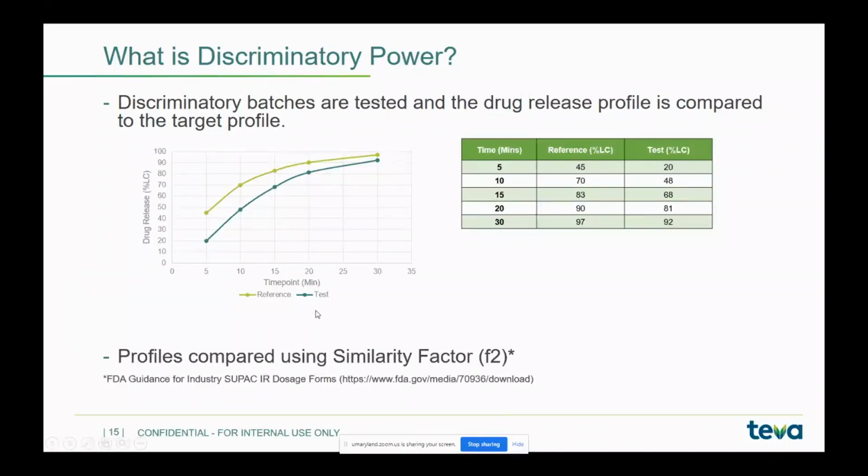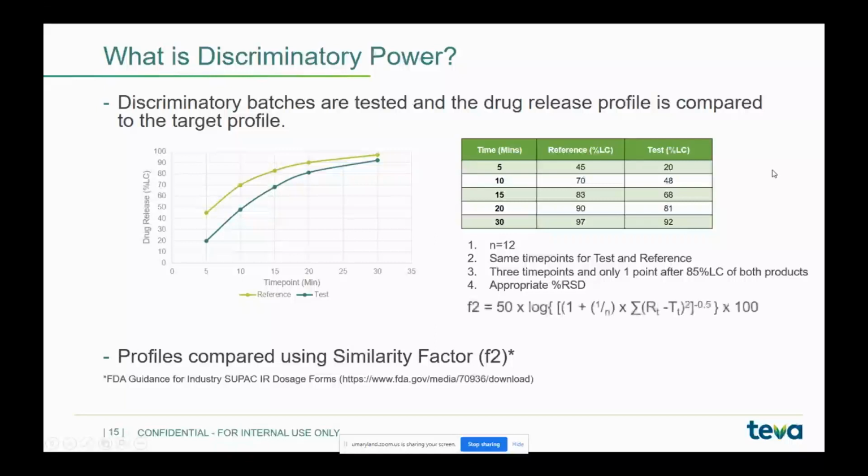There are some limitations to this test, and certain criteria have to be met. You must have 12 units per product. You have to have the same time points. You must have 3 time points, and only one of those can be when there's more than 85% released for both. And the results of the test need to be really repeatable. Then we apply the equation from the guidance, and it gives you a value between 0 and 100, with less than 50 being not similar and greater than 50 being similar.